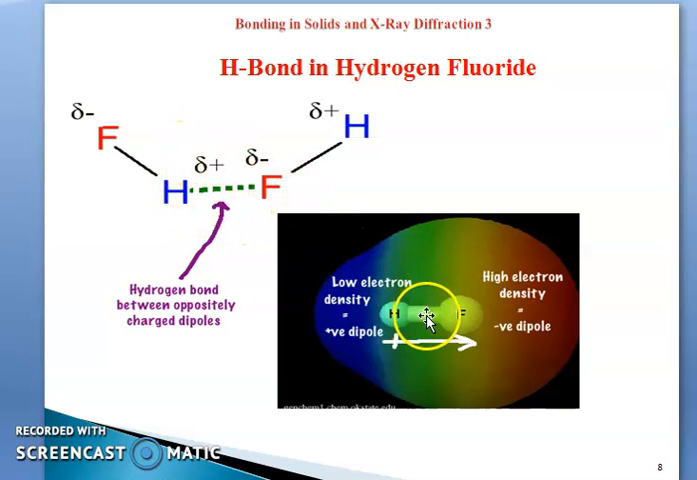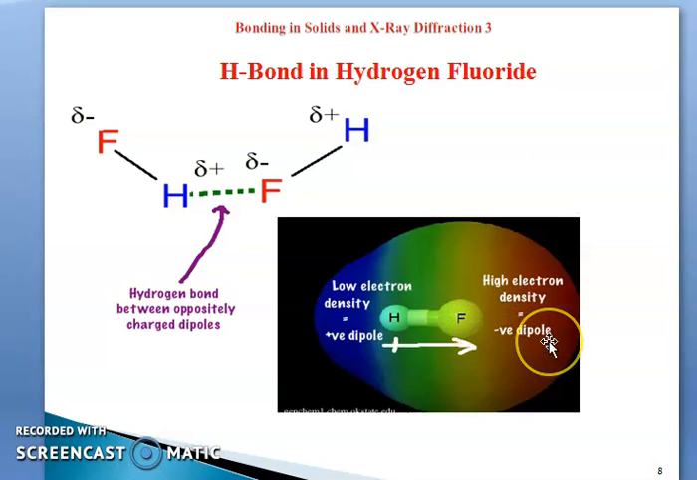Here it is shown in the figure also, this color picture. Low electron density here, that is positive dipole hydrogen. High electron density here, fluorine, that is negative dipole. And there exists a bond between this positive dipole and negative dipole, that is hydrogen bond. In this way, hydrogen bond exists between oppositely charged dipoles.